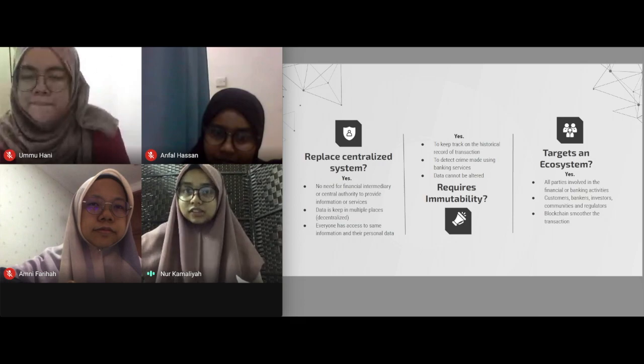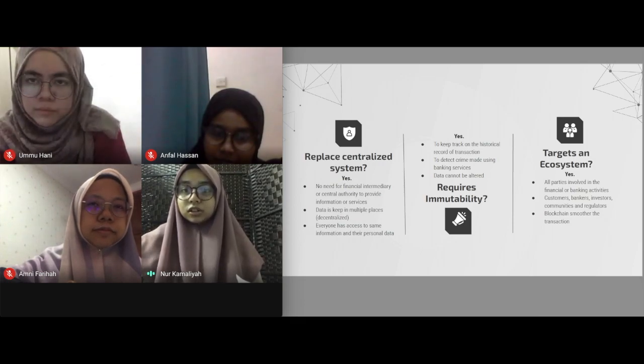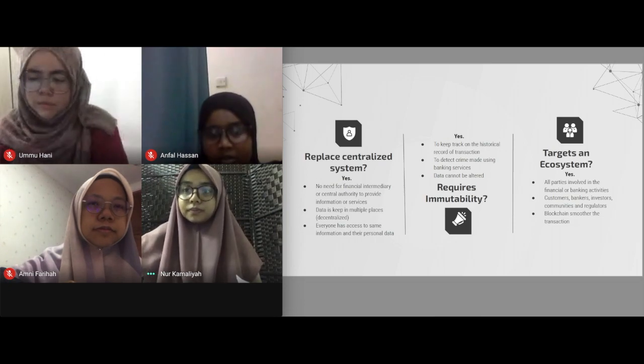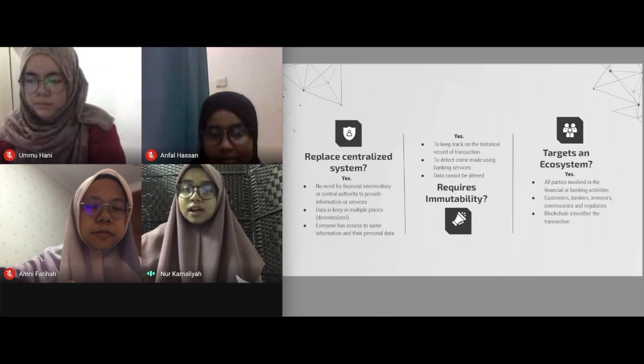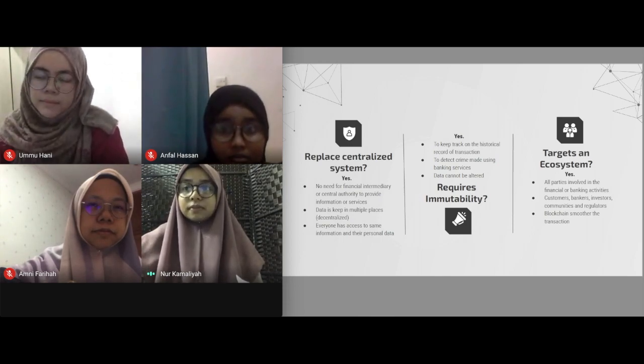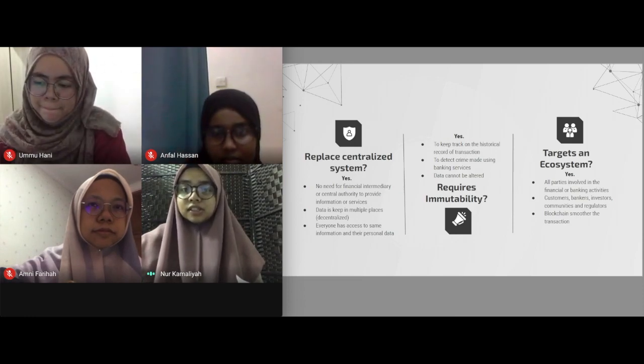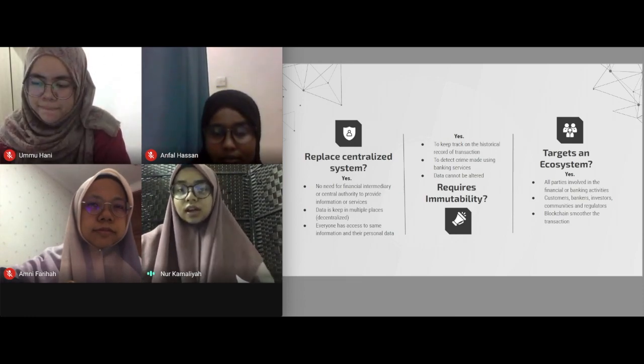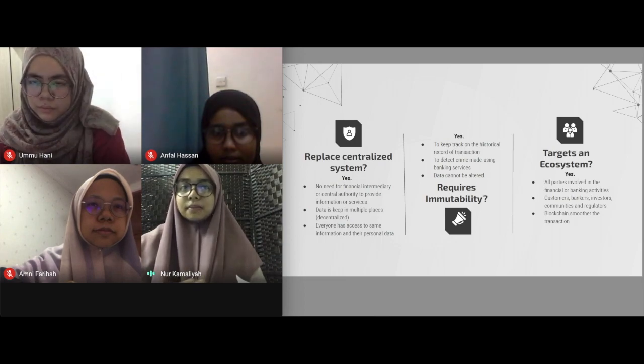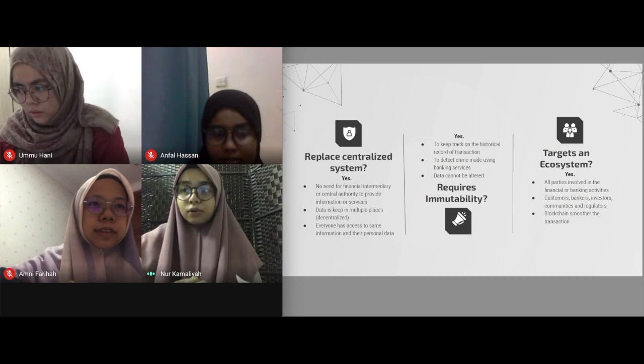The answer is yes. There's no need for a financial intermediary or central authority to provide information or services to users anymore. With blockchain, everyone has access to the same information and to their own personal information. The data or information is scattered everywhere and kept at multiple places, not by the bank management anymore.